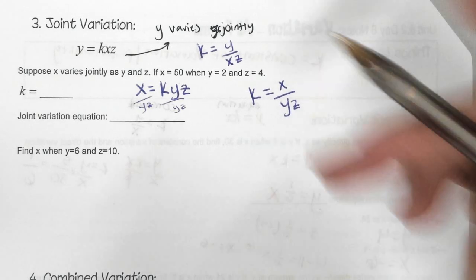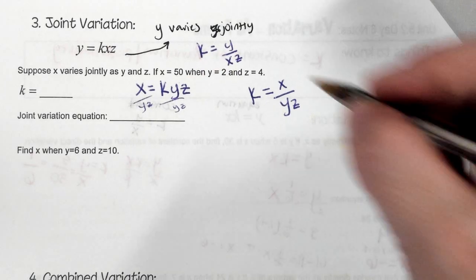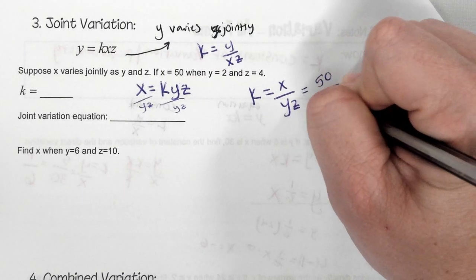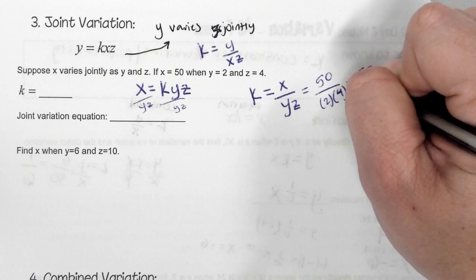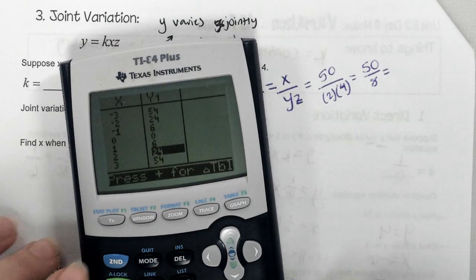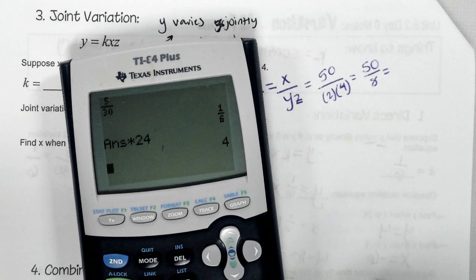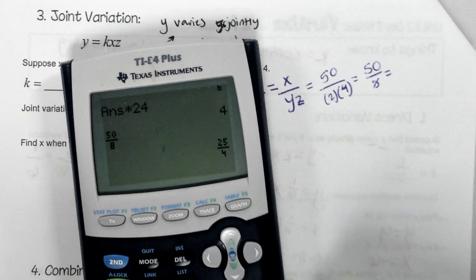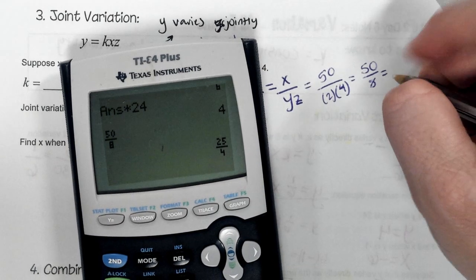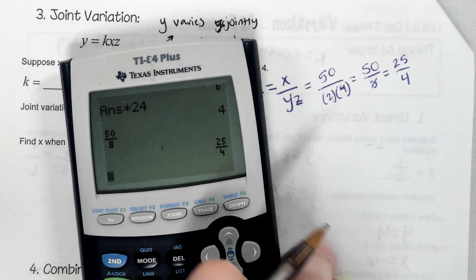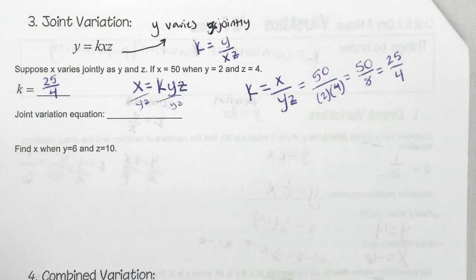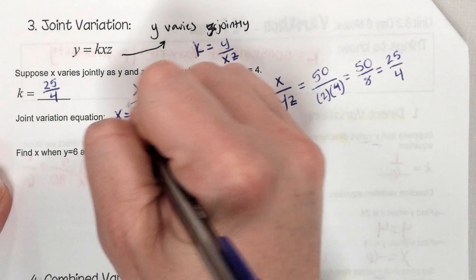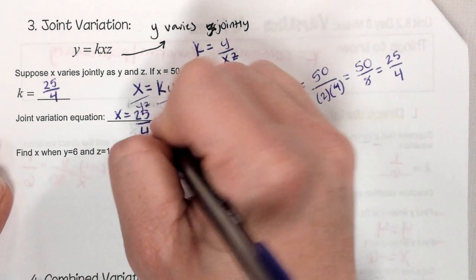Okay, so knowing that, we're going to plug in our numbers. If x is 50, when y is 2 and z is 4, well, that's just 50 over 8. And if we simplify that in our calculator, okay, that gives me 25 over 4. So k is 25 over 4. Therefore, my equation is x equals 25 over 4 yz.